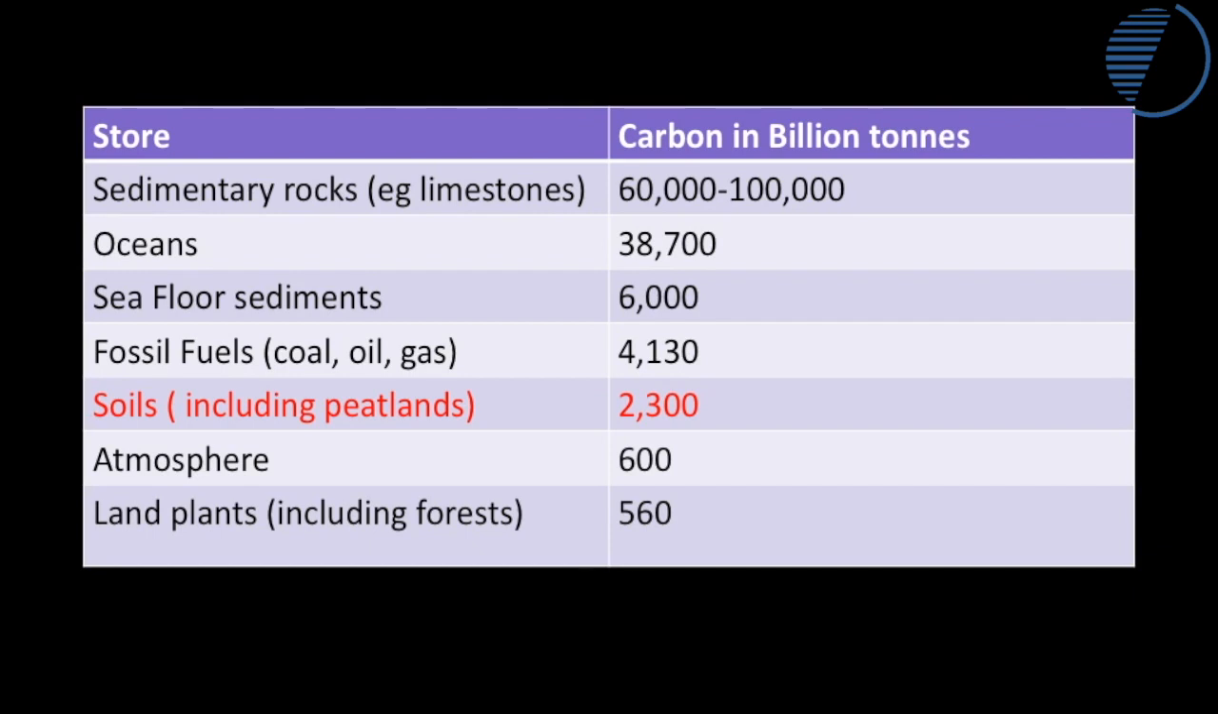As we can see here, soils is what we're interested in today, which includes peatlands. 2,300 billion tonnes or gigatons of carbon are stored in those areas, more than all the carbon that's stored in every plant on Earth.